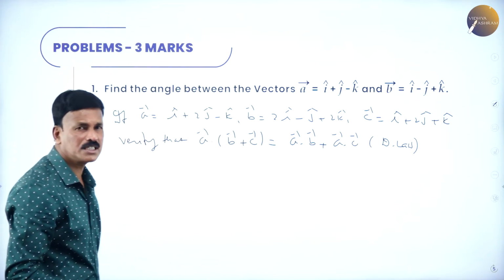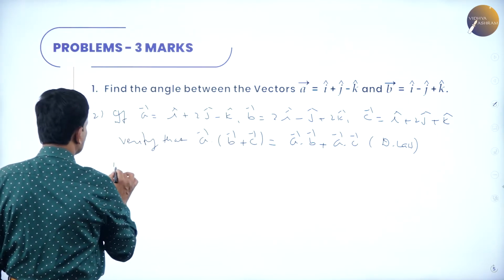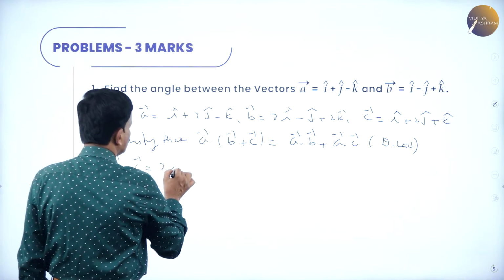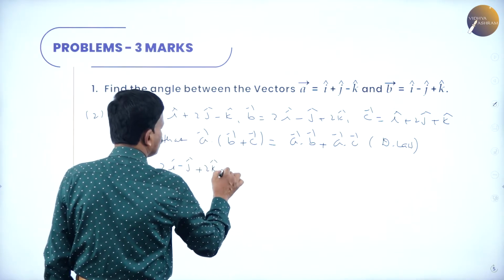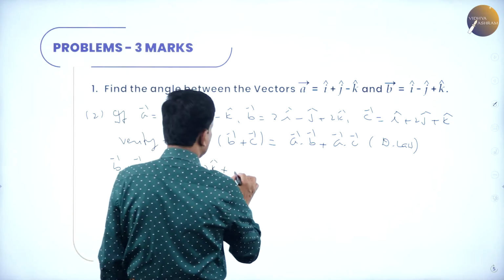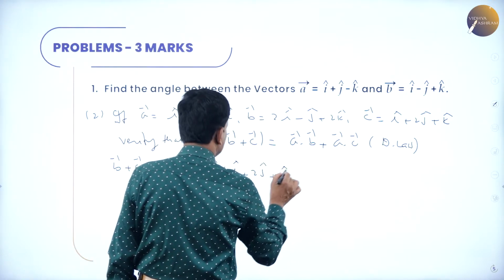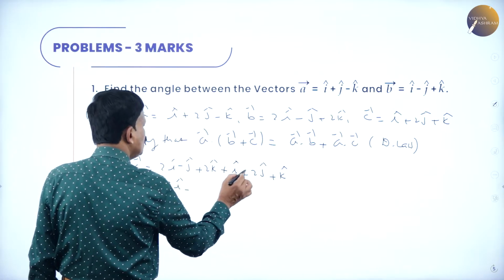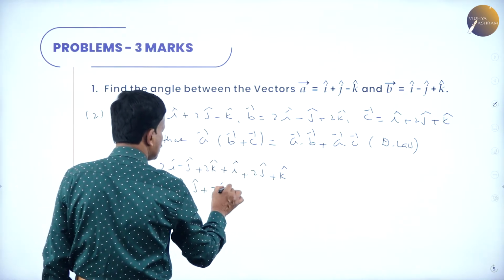Now let us check whether it is verified or not. First find out B plus C, the addition of vectors B and C. That is 2i minus j plus 2k plus vector C. What is C? i plus 2j plus k. This is equal to 2i plus i is 3i, 2j minus j is plus j, 2k plus k is 3k.